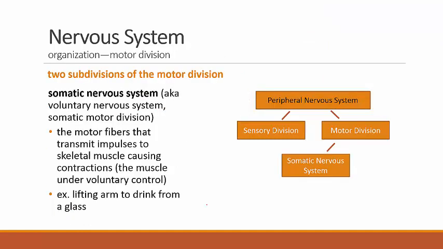So the somatic nervous system of the motor division, also called the voluntary nervous system or the somatic motor division, these are the motor fibers that are transmitting impulses out to the effector tissues that are skeletal muscle. So we're sending out information to the skeletal muscles, telling them to contract or not to contract. And these, of course, are all the muscles that are under voluntary control.